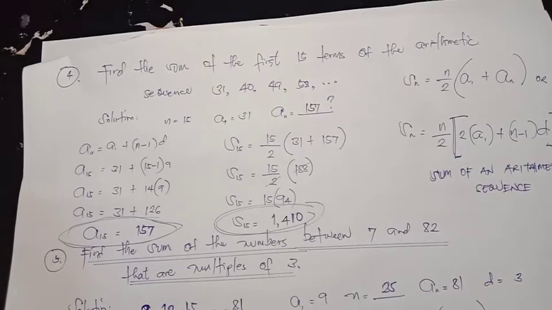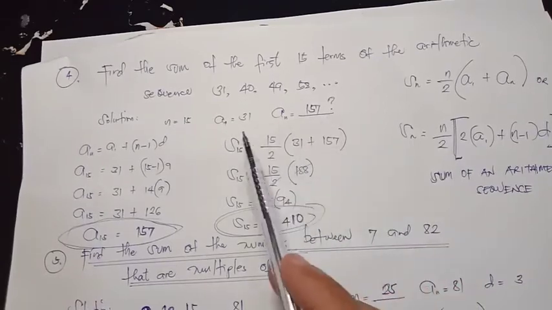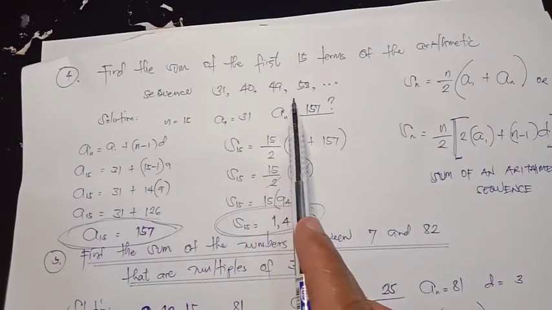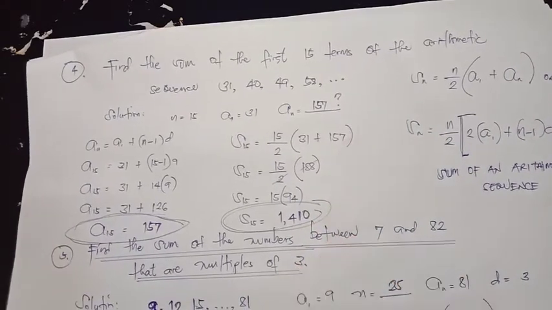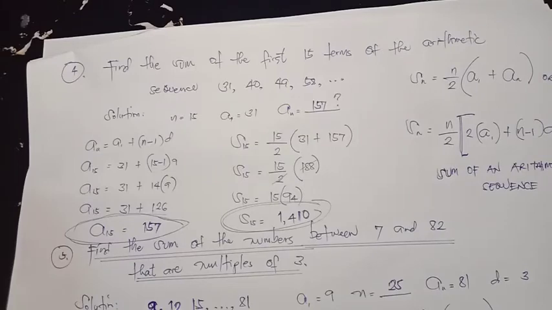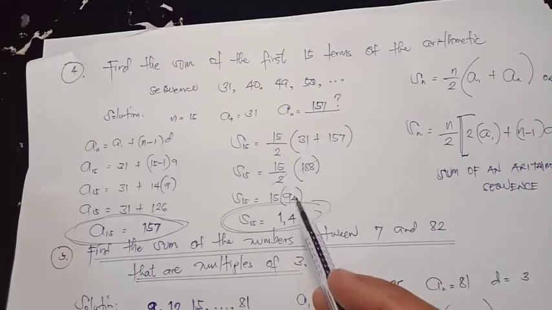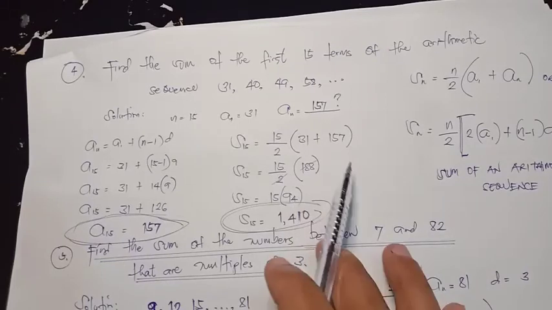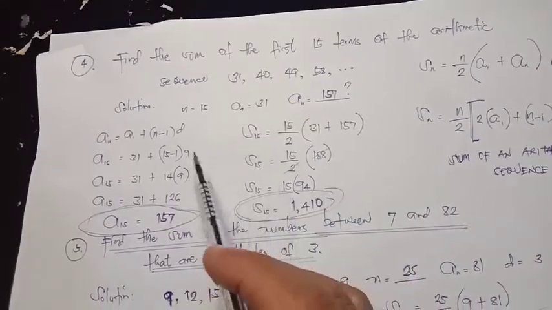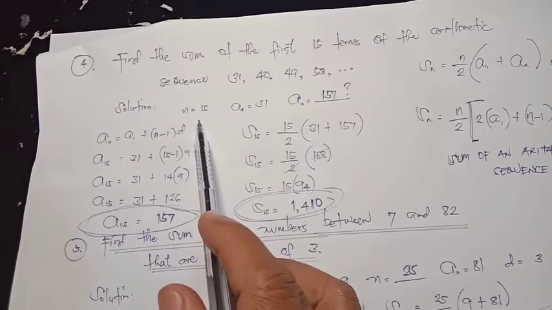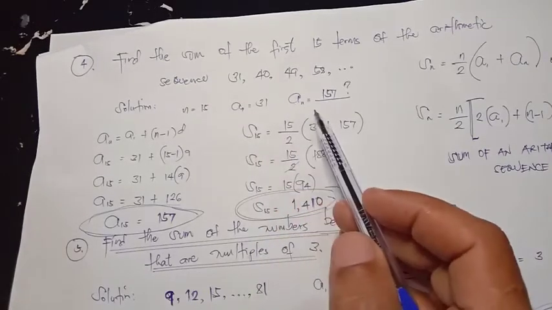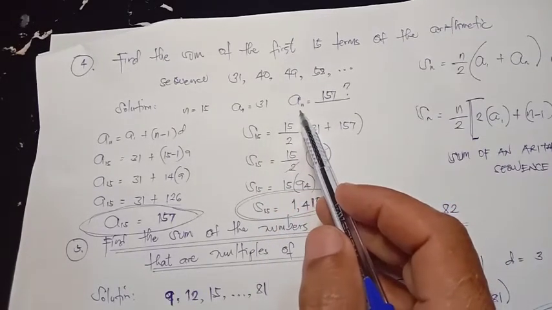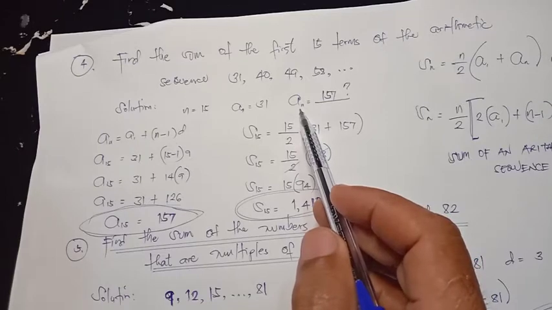Example number 4. Find the sum of the first 15 terms of the arithmetic sequence 31, 40, 49, 58, and so on. So, hanapin natin yung sum ng unang 15 terms ng arithmetic sequence na 31, 40, 49, 58, and so on. So alam na natin ang n. So, n is 15 kasi 15 terms. Ang first term ay 31. Then, kailangan natin hanapin yung 15th term. Yung ika-15 na term, ano ba yun?